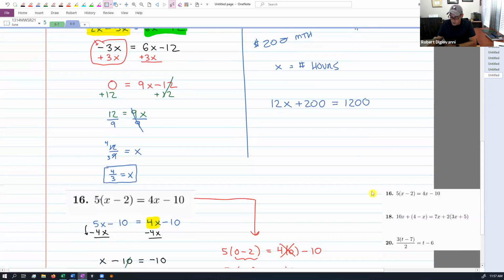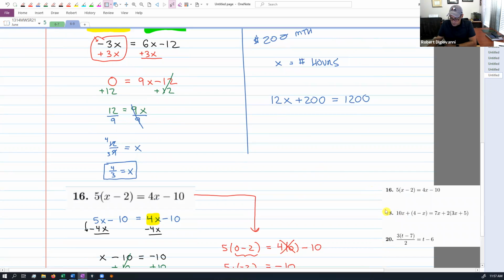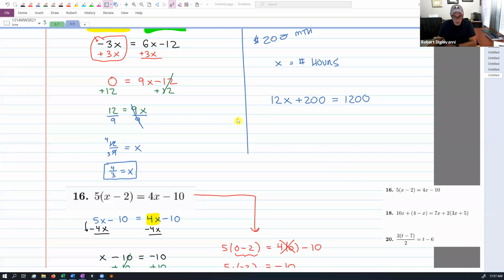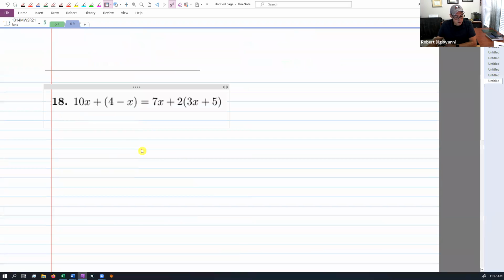All right, let's get to another one. The next one's looking pretty bad. Who's going to be the lucky one here? I'm just going to start this on a new page.